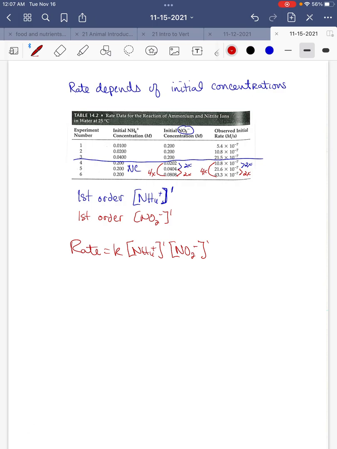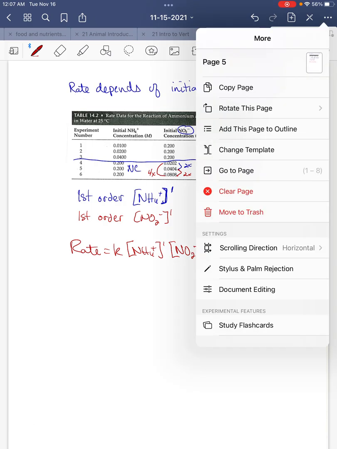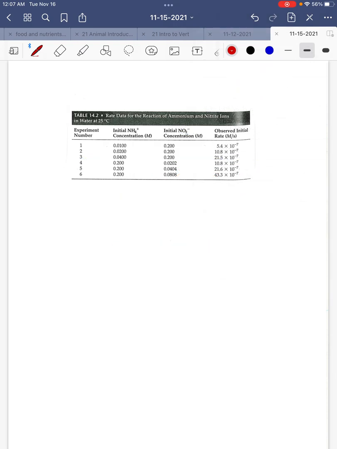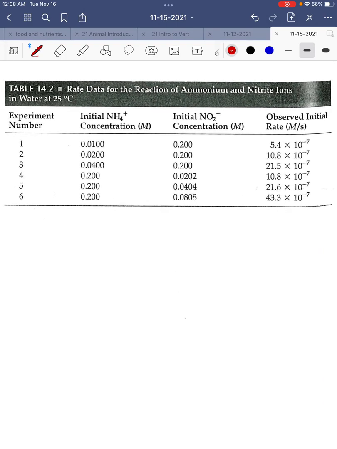So, I should have cleared this one. Let me do that now. There we go. So here we've got 6 experiments with initial concentrations of ammonium ion and nitrite ion. What I'd like you to notice is, I'm just going to use a couple at a time. Make this bigger.